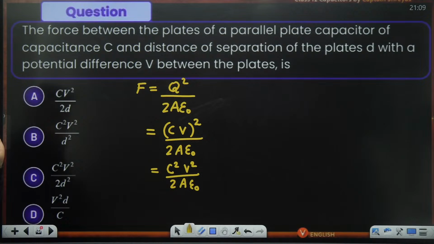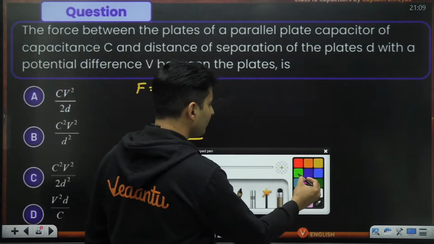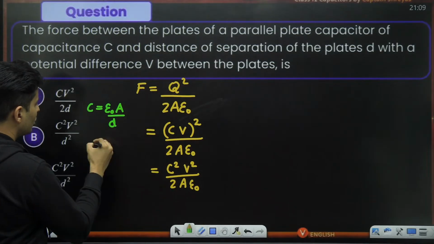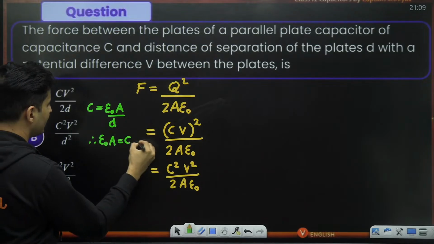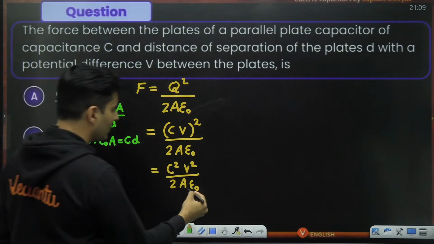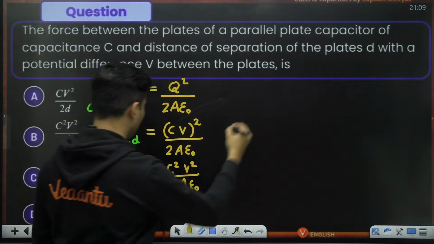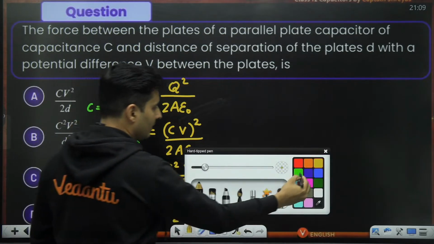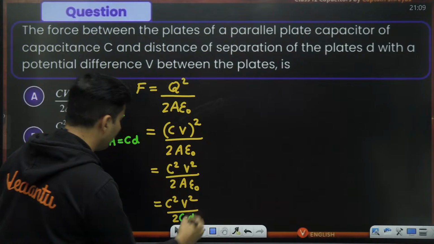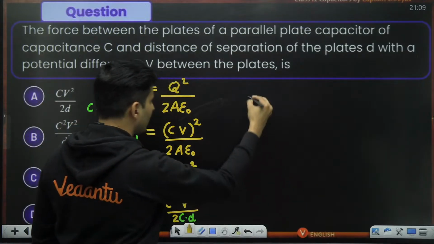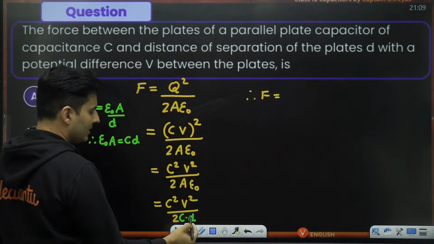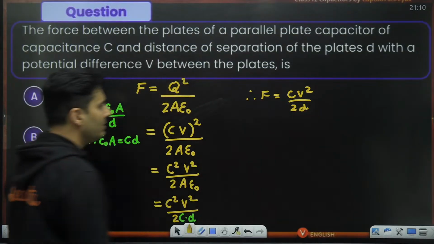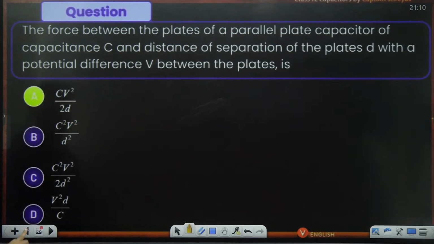But I don't see A epsilon naught anywhere. So I have an idea. Guys, capacitance was epsilon naught A by D. So why not write epsilon naught A as C into D? C into D is epsilon naught A. So why not replace that over here? Therefore, you will get C square V square by 2, and over here, we can just write it as C multiplied by D. A C and C will get cancelled out. Therefore, I will get the force as C remaining, V square is there, and 2 into D. CV square by 2D, which is option number A, of course.